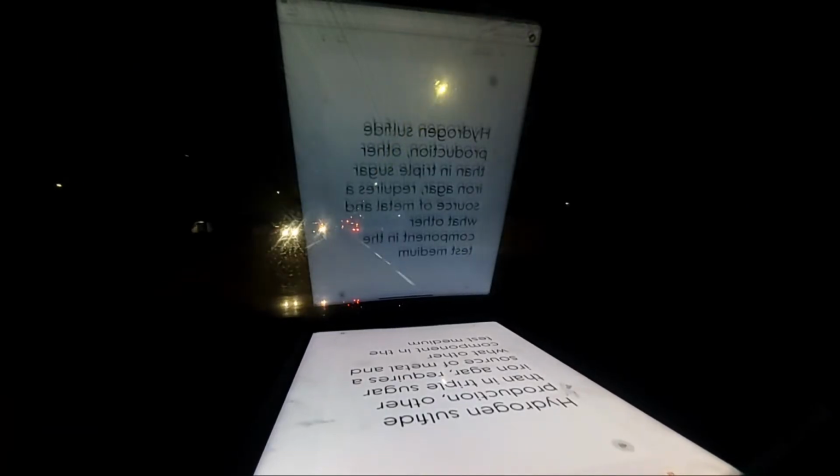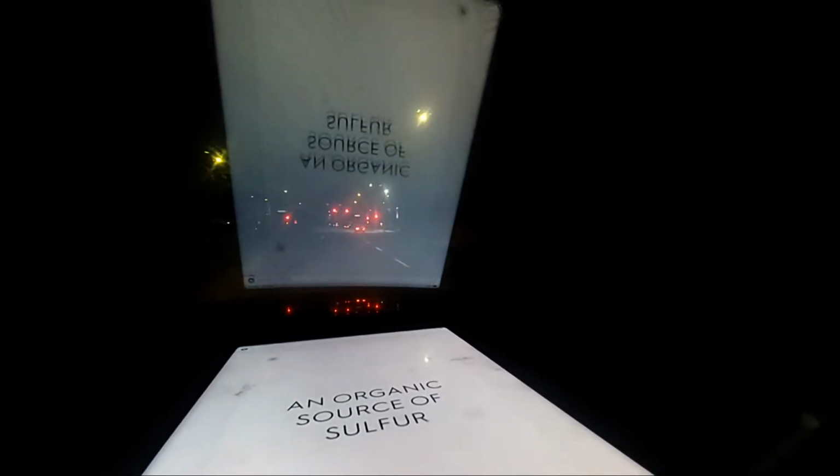Hydrogen sulfide production, other than in triple sugar iron agar, requires a source of metal and what other component in the test medium? An organic source of sulfur.